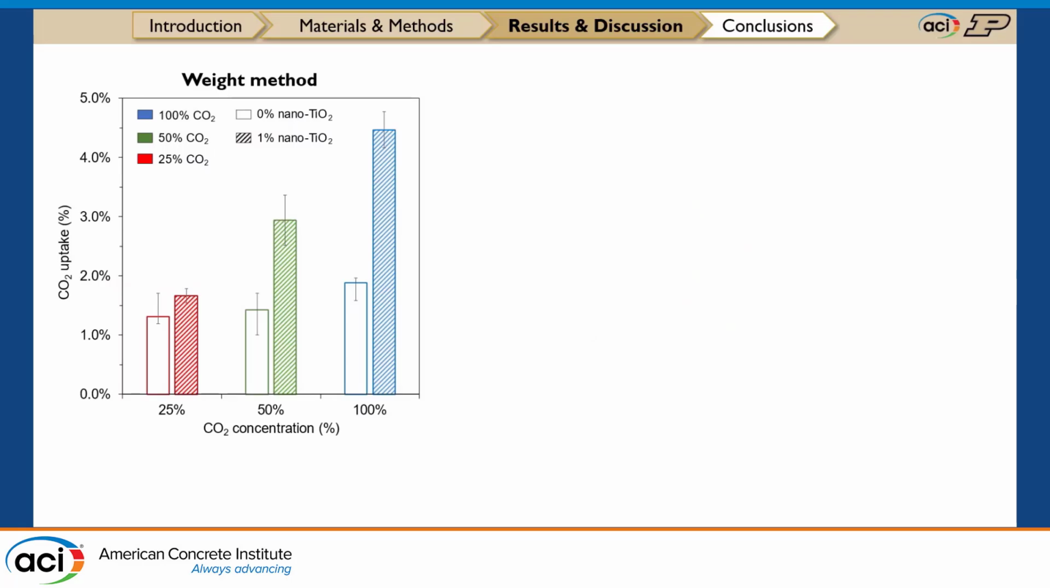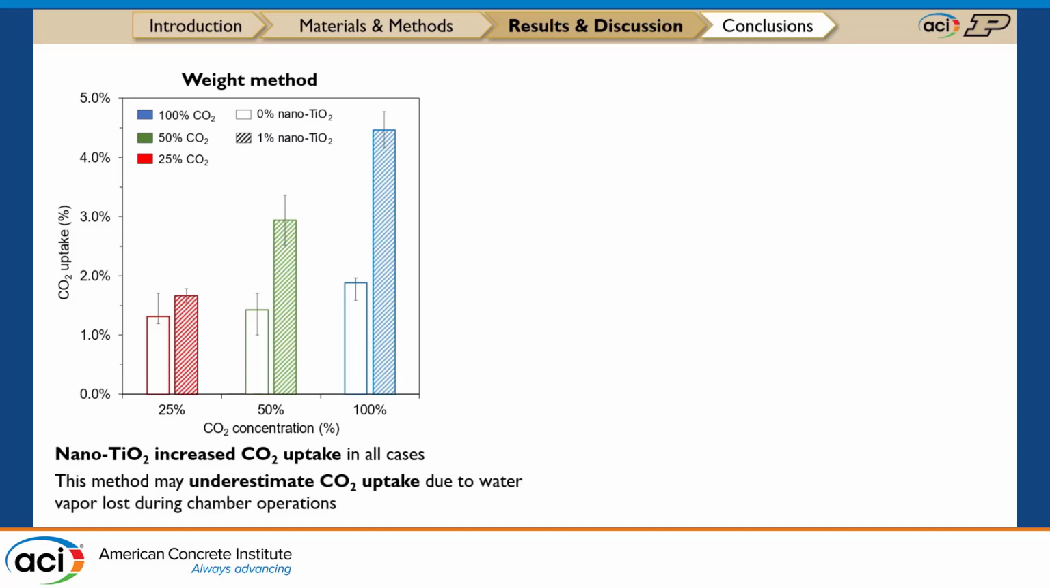And these are the results with the other method, the weight method. We have the CO2 uptake on the y-axis and the CO2 concentration on the x-axis. The empty bars represent the samples that were not nanomodified, and the filled bars represent the samples that were nanomodified. As you can see, in all cases, titanium dioxide nanomodification did increase CO2 uptake. However, we did see a difference with the previous method, and that's only for the case of the sample exposed to 100% CO2, not nanomodified. And we believe this is due to an underestimation of this method.